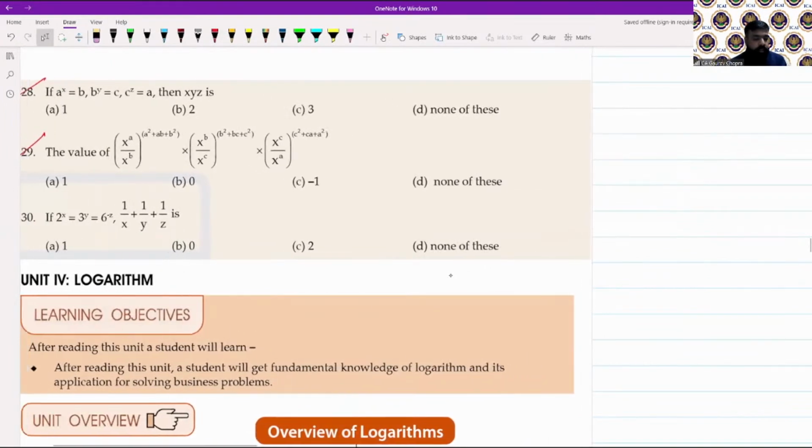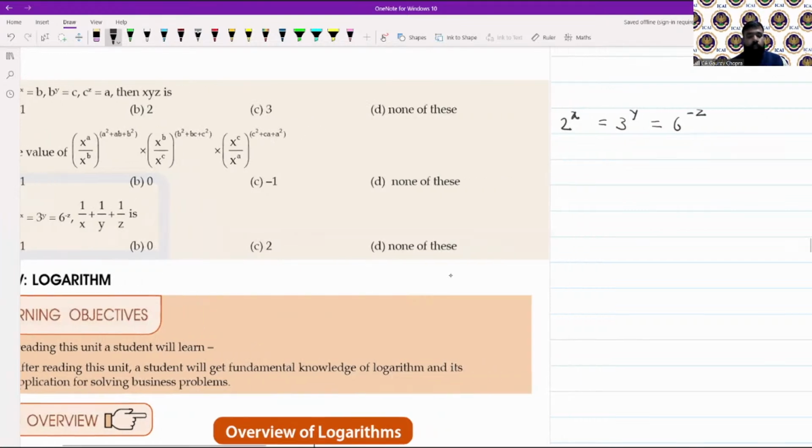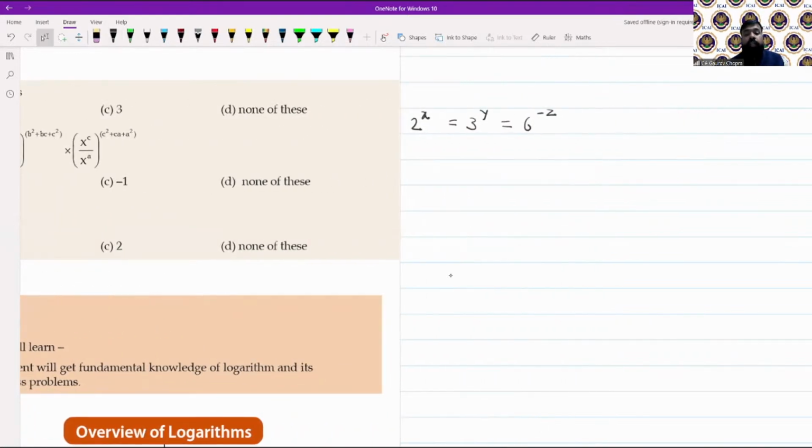Question number 30. What is given? 2 to the power of x equal to 3 to the power of y equal to 6 to the power of minus z. This is given in the question. Now, whenever this is given, we have to assume it as k.